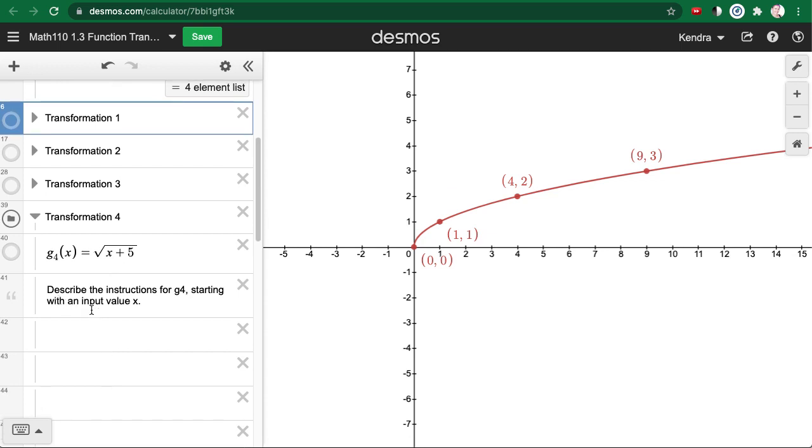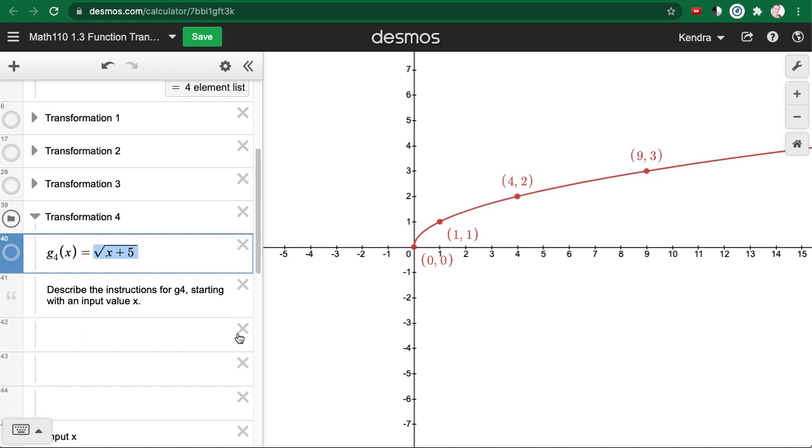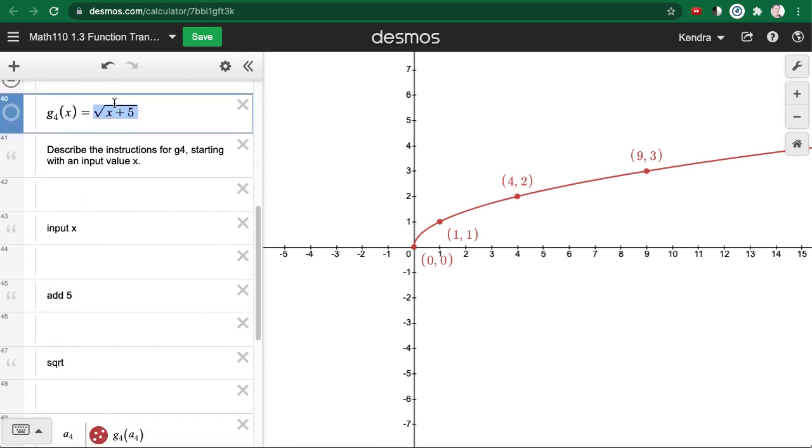Now, if we describe the instructions for this function, starting with an input value. So I take an x, I input an x, and what's the first thing I do? First thing I'm going to do is add 5. And then after I add 5, then I'm going to square root. Okay, so I take an input value, I add 5 to it, and then I square root.